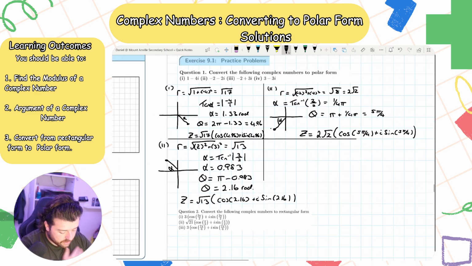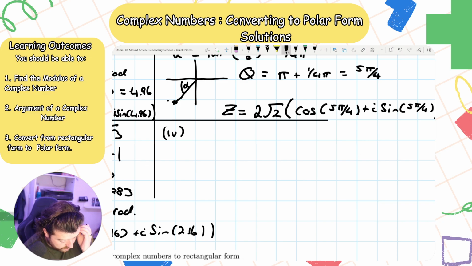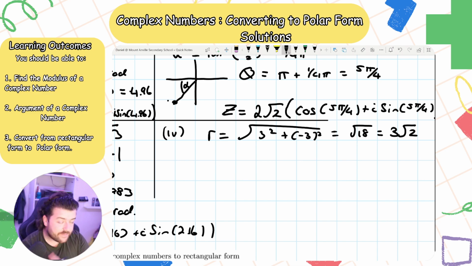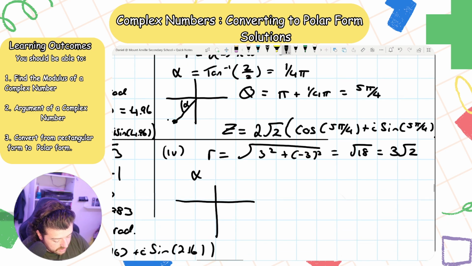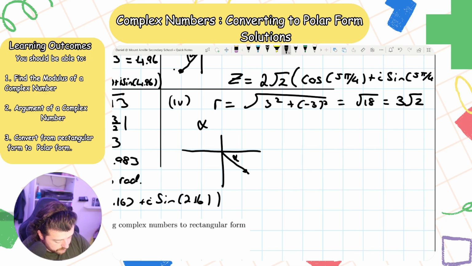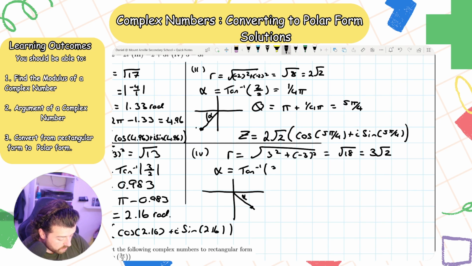Then the last one here, 3 minus 3i. So 3 squared plus minus 3 squared is equal to root 18, which is equal to 3 root 2. My reference angle is equal to, so 3 minus 3i is in quadrant 4. So that's going to be equal to tan inverse of the positive of minus 3 over 3. So that'll just be 3 over 3, which is just 1. So it's going to be a quarter pi.